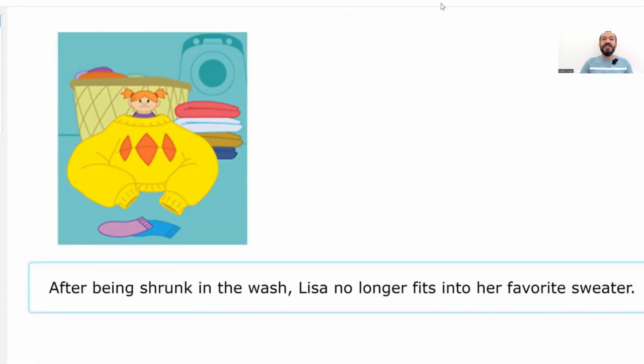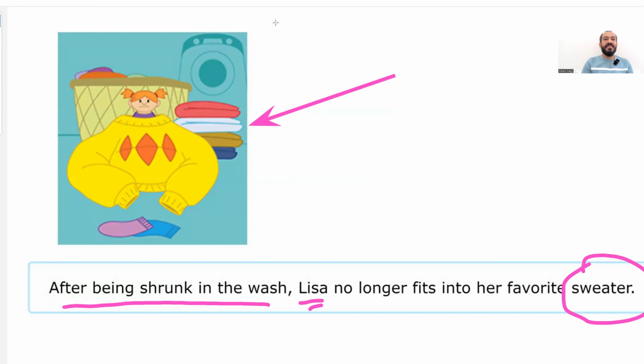This is what happens when you use the modifier incorrectly. That's the meaning delivered to the reader. This example here says, after being shrunk in the wash, Lisa no longer fits in her favorite sweater. After being shrunk in the wash, that's our modifier. And the modifier here is placed next to Lisa. Now ask yourself a question. What's being shrunk in the wash? It's definitely the sweater, right? But in this case here, it's placed next to Lisa, which falsely suggests that Lisa was shrunk in the wash. And that's exactly what the reader is going to understand from that sentence.